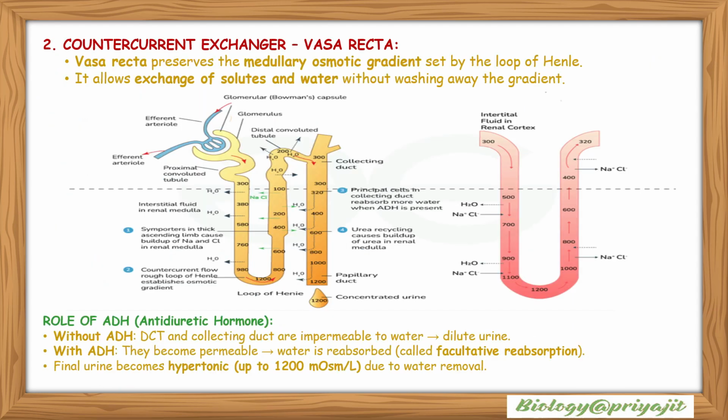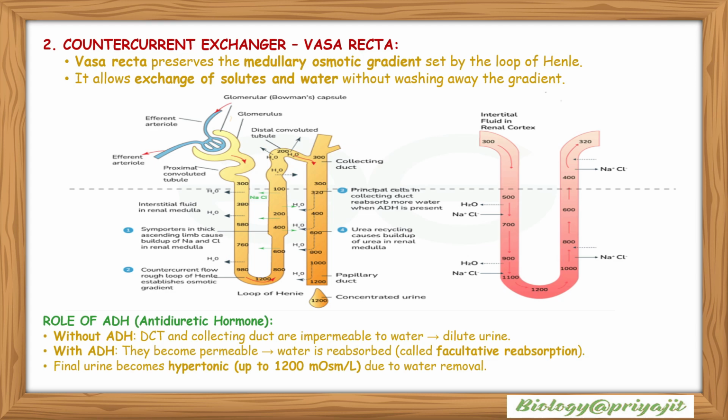Now we will study the countercurrent exchanger, which is located in the Vasa Recta. Vasa Recta preserves the medullary osmotic gradient set by the loop of Henle. It allows exchange of solutes and water without washing away the gradient.